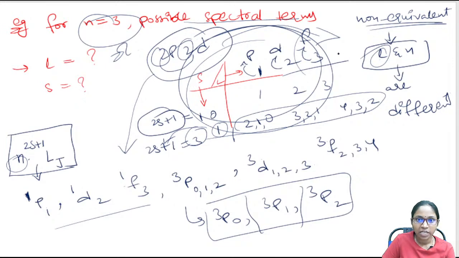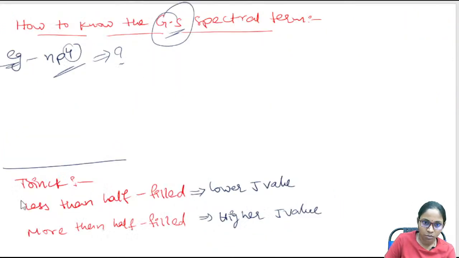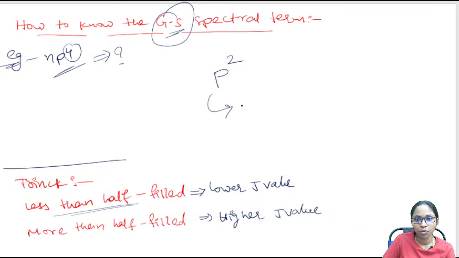And how to find out the ground state spectral term? I will give you a trick here. If the subshell is filled less than half, for example, I am having a subshell P and it is filled with 2 electrons. What is the maximum number of electrons to be filled in this P subshell? We can fill 6 electrons.